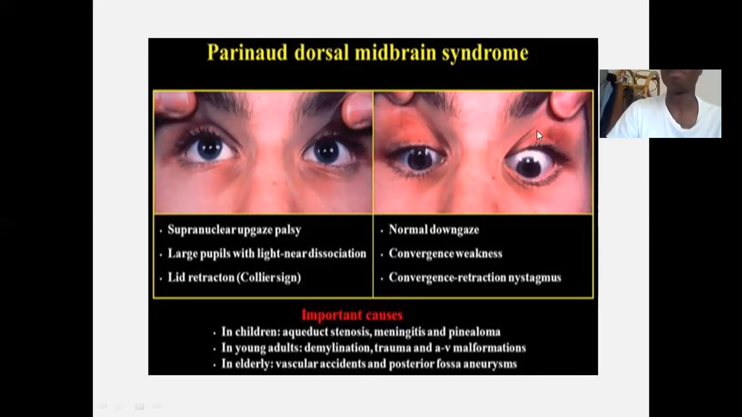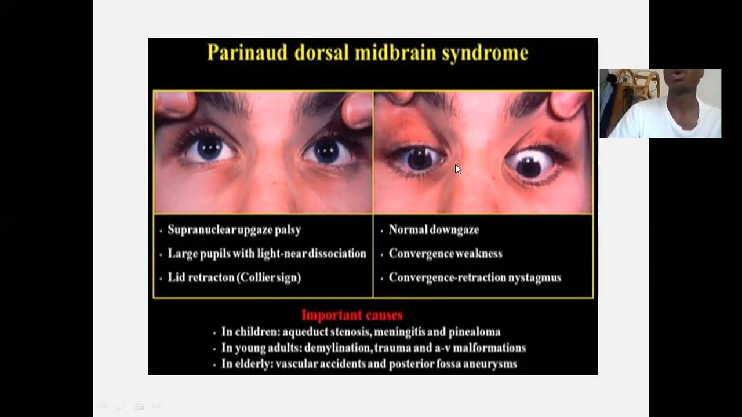Then you'd find that the superior rectus and inferior rectus, those muscles will still be intact, and so they're going to cause retraction of the eye. And that will now be called lid retraction or Collier sign, which you're seeing from the picture in this view.